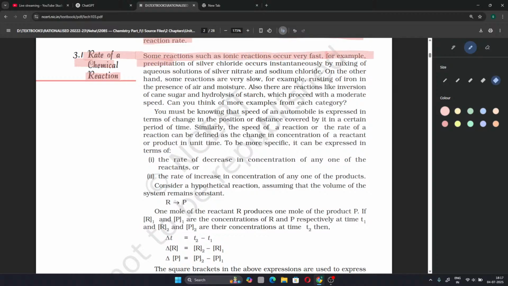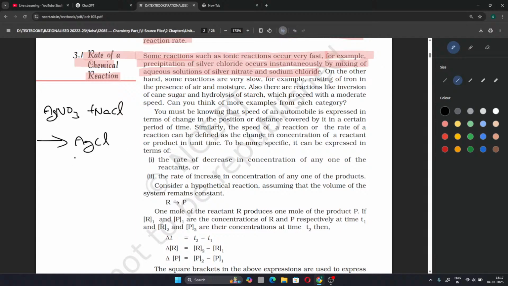For example, precipitation of silver chloride occurs instantaneously by mixing aqueous solution of silver nitrate and sodium chloride. Basically, the reaction is AgNO3 plus NaCl gives AgCl, which is a white precipitate. This is an ionic reaction. This reaction is instantaneous, very fast. We saw that diamond converting to graphite is very slow. Exact opposite of that, these ionic reactions are very fast, very instantaneous, happening in fractions of seconds.